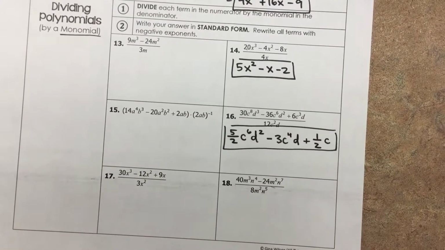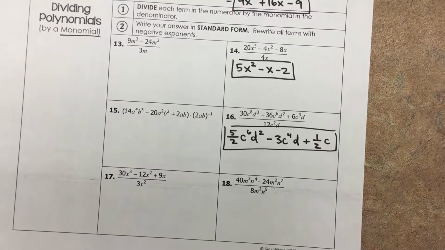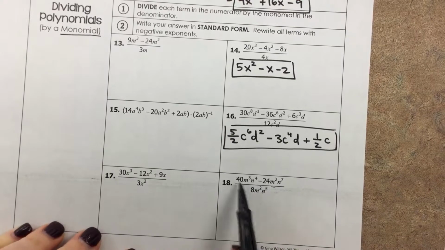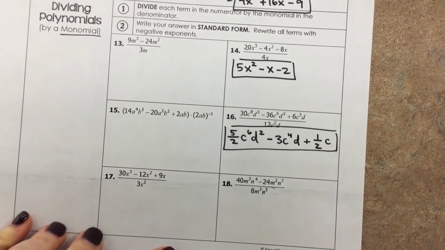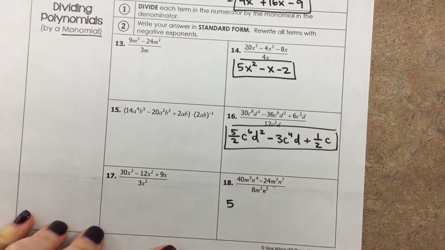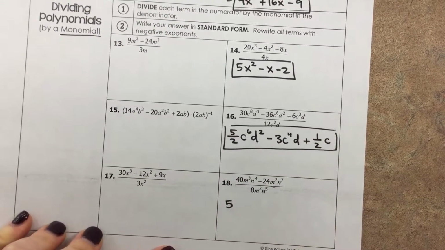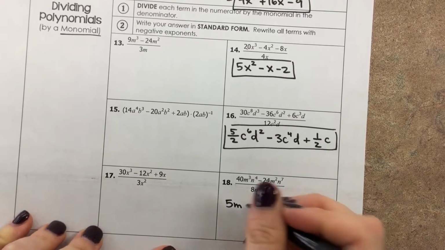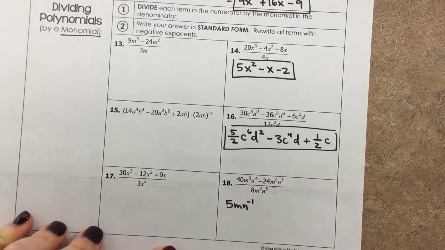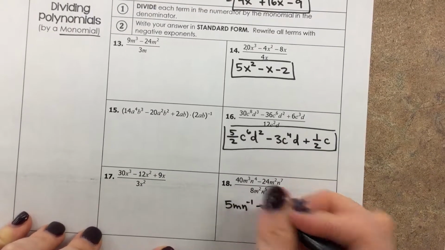All right, last one, number 18. So we are going to divide, reduce this piece right here. So 40 over 8, we can divide them down. 40 over 8 divides out to 5. M to the 3rd over M squared is just M, we subtract. N to the 4th over N to the 5th. When you subtract 4 minus 5, we get a negative 1, so we'll come back for that in a second.